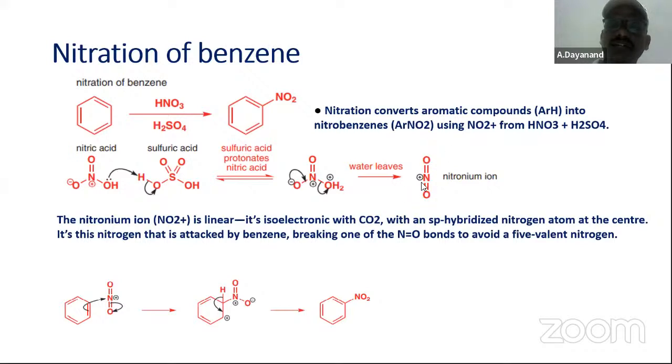See, this nitronium ion is a linear molecule, a linear ion. Okay, it is linear in structure and isoelectronic with CO2, carbon dioxide, with an sp hybridized nitrogen atom at the center. It is this nitrogen that is attacked by benzene, forming the sigma complex, which is converted into nitrobenzene. Very simple. The electrophile is NO2+, called the nitronium ion.